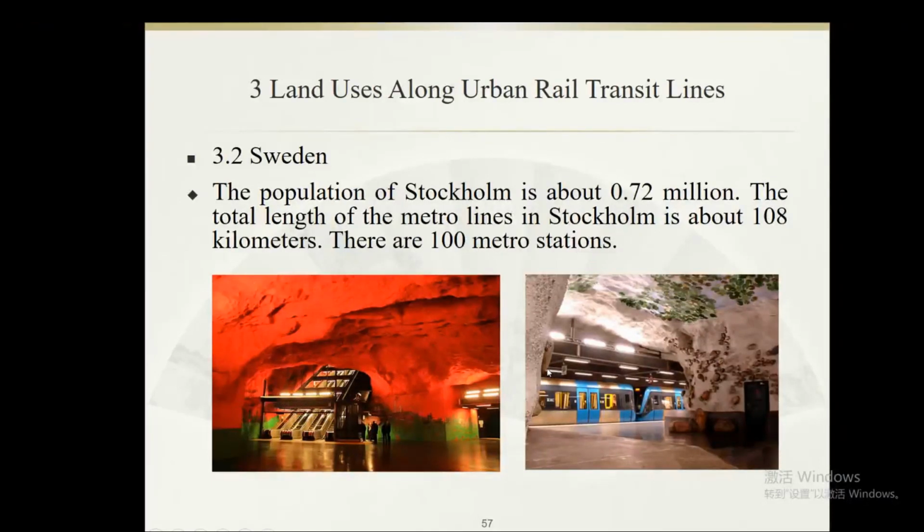The population of Stockholm is about, this is not right. Nowadays it is about 1 million, the Stockholm population, okay? The total length of the metro lines in Stockholm is about 108 kilometers, and there are more than 100 metro stations like this. Maybe you have watched the movie Lord of the Rings. Maybe you have some records of the Lord of the Rings. Yes. Very beautiful.